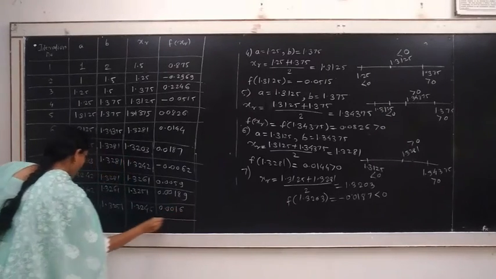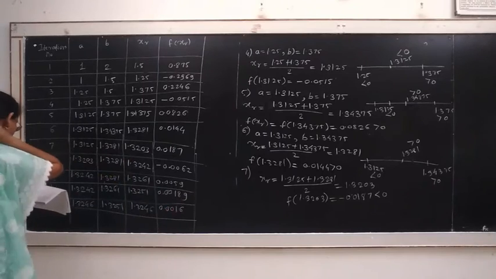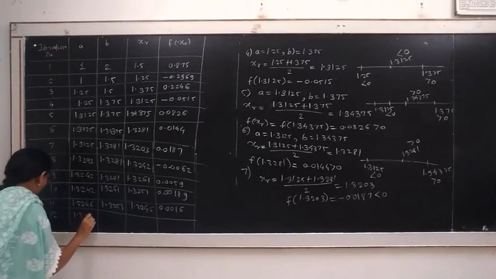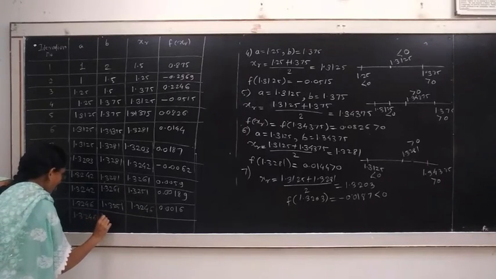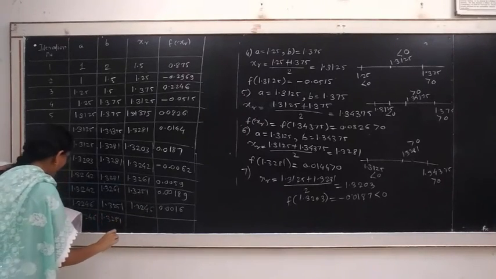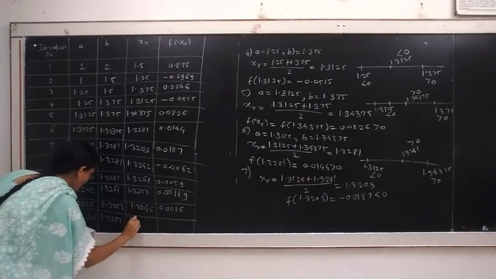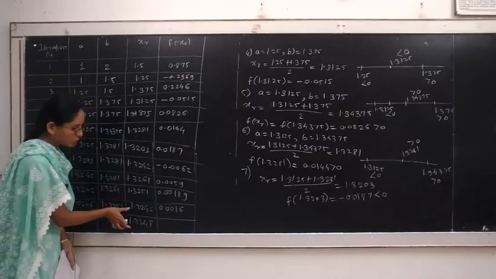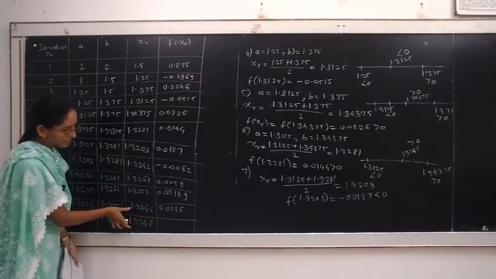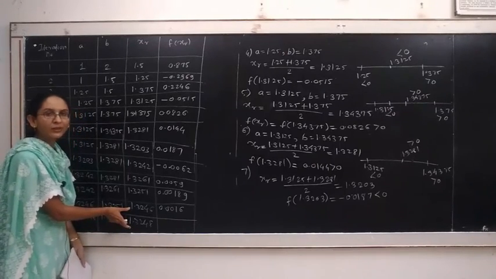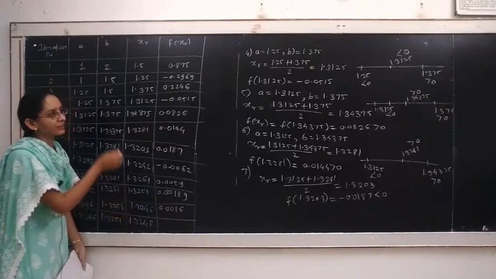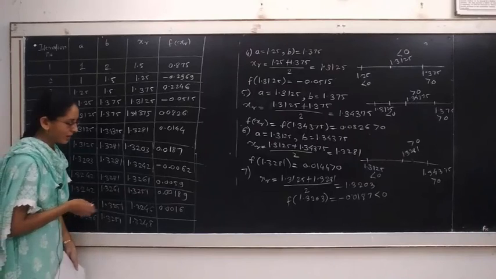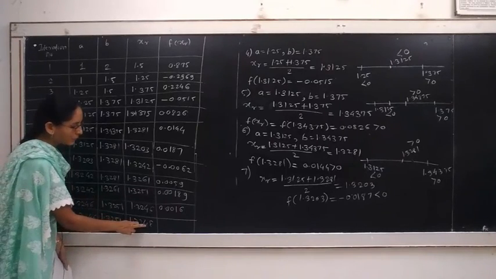And in the 12th iteration, the value of A is 1.3246, value of B is 1.3251, value of XR is 1.3248. Now see that these two values are same up to 3 decimal places. Hence, the solution of the given equation correct up to 3 decimal places is given by 1.324.